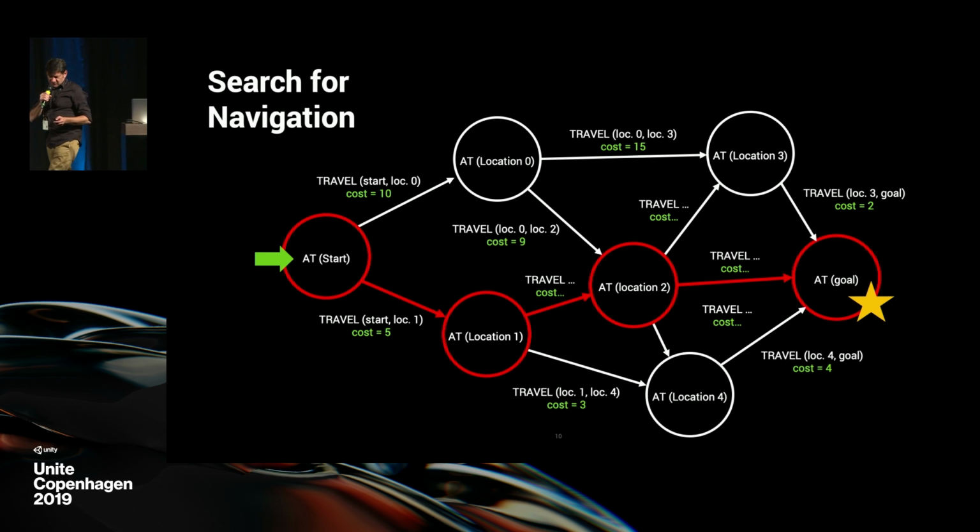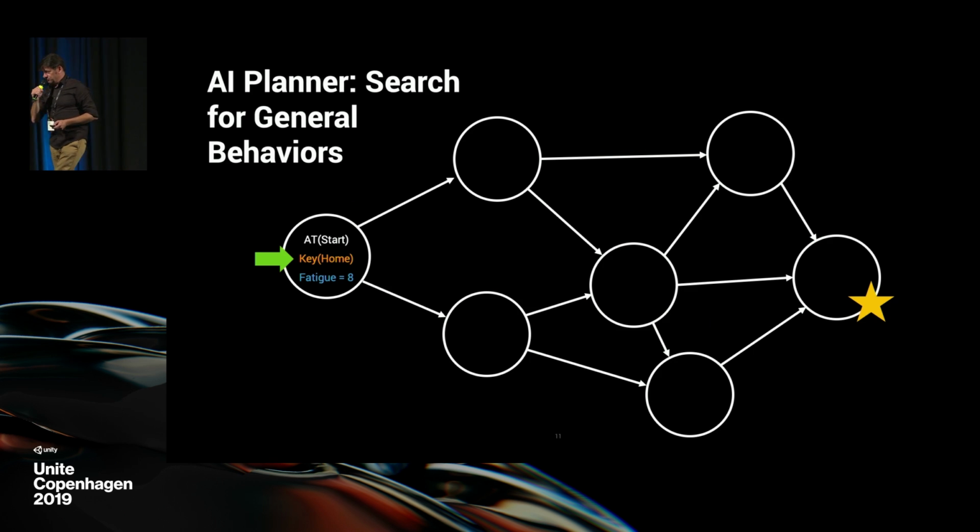So we want to generalize this to any kind of behavior. And the key to do that is to increase the information that is encoded into this graphical representation of the problem. We're going to put more information. First, we're going to increase the information contained in the state. Before, the state just contained information about which location the agent was. Now we're going to add more.